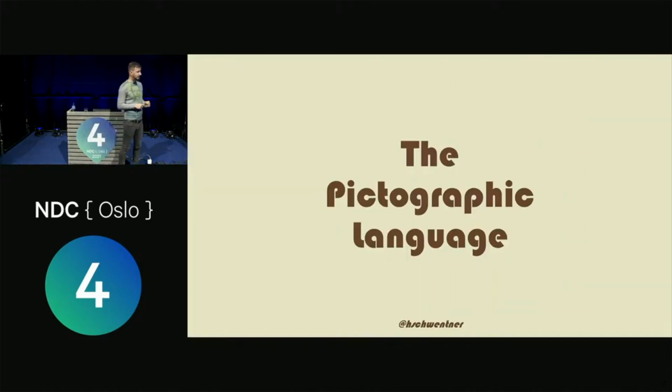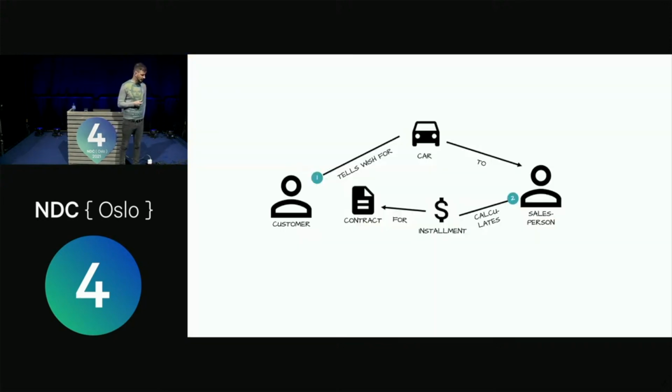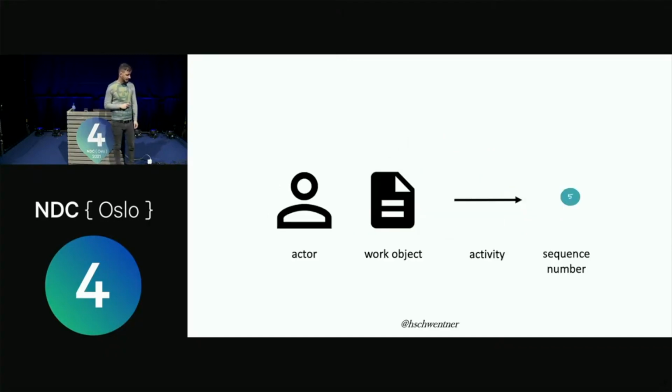Okay, that's about the workshop format, and now about the pictographic language, the pictures that we're painting, the diagrams that we're drawing. So we started with the first sentence, and what you can see here is we make a story out of it by drawing several sentences. So the story evolves while we hear it. The customer tells the wish for the car to the salesperson is sentence 1, and then comes sentence 2, and so on. And we make these diagrams out of very simple elements.